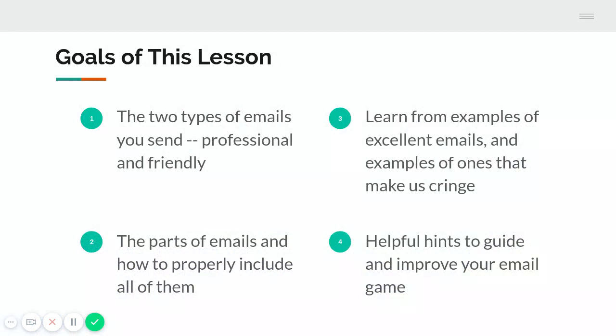Goals of the lesson. Today, we're going to talk about the two different types of emails that you send, professional and friendly. We will be focusing more on professional because that's pretty much what you're sending to all of your teachers. We're going to talk about the parts of emails and how to properly include them. I have some examples of excellent emails and examples of terrible emails because I have gotten a whole mixture of them. And I'm going to give you some helpful hints to guide and improve your email game. So hopefully by the end of this video tutorial and the assignment, your emails to your teachers will be better and improved. Let's get started.